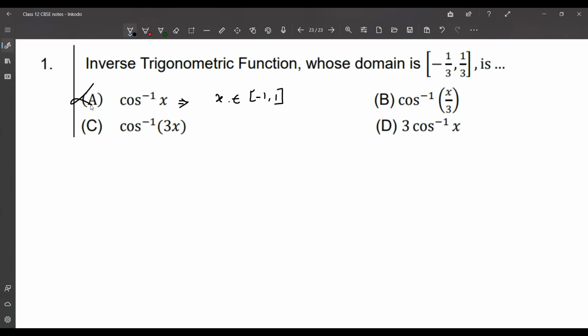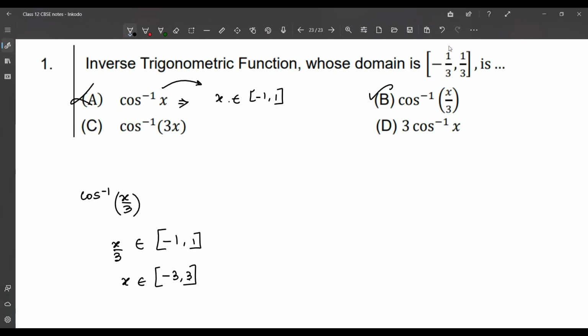For option B, cos inverse of x by 3, so if it is cos inverse of x, then x belongs to minus 1 comma plus 1. If it is x by 3, in that case x by 3 belongs to minus 1 comma plus 1. So x belongs to minus 3 comma plus 3. So we need minus 1 by 3 comma plus 1 by 3. So option B is also not the correct answer.